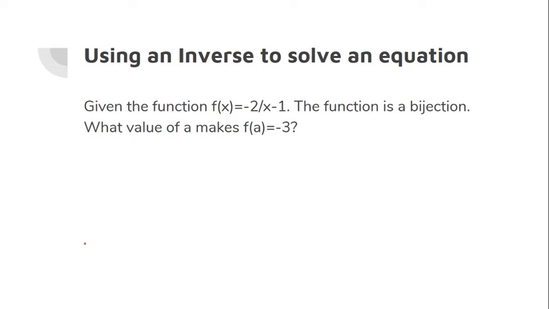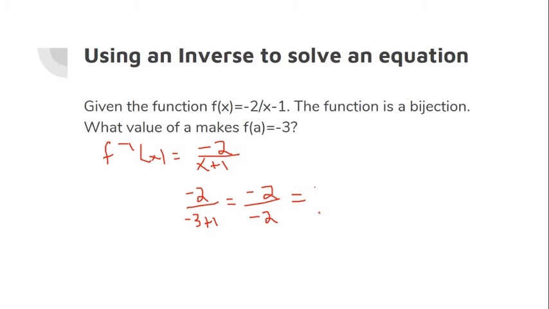So now let's use our inverses to actually solve equations. We're given our function, and we want to know what value of a makes f of a equal negative 3. So we're going to use our inverse to solve this. Our inverse we found earlier is negative 2 over the quantity x plus 1. Since we want f of a equals negative 3, this negative 3 is our x value in our inverse, so we plug that in. We get negative 2 over negative 2, which reduces to 1. So a equals 1 to make f of a equal negative 3.